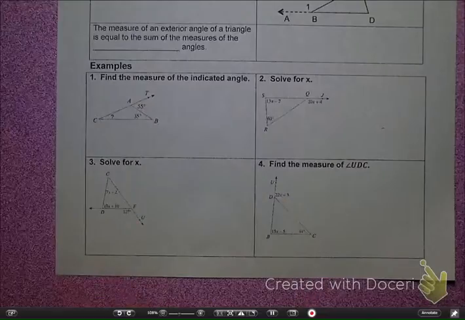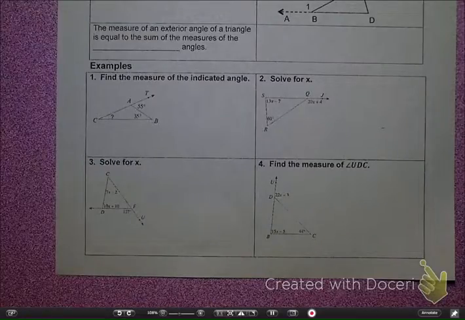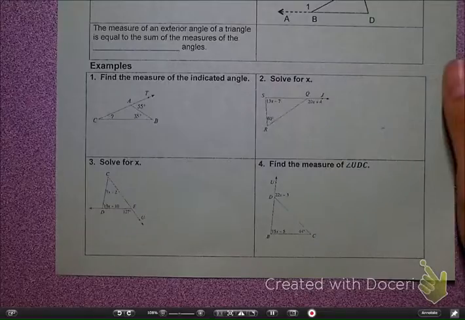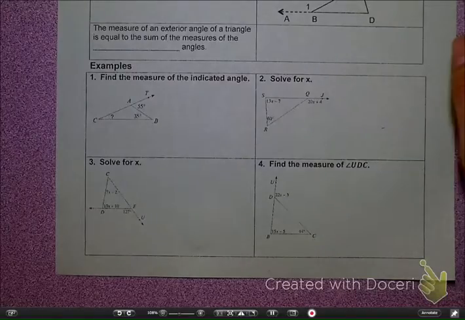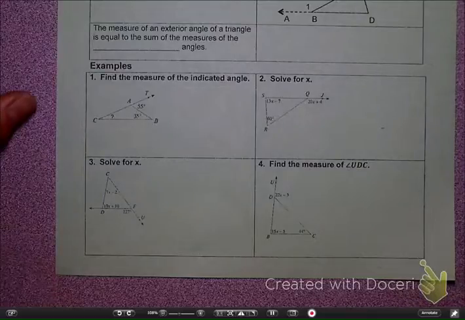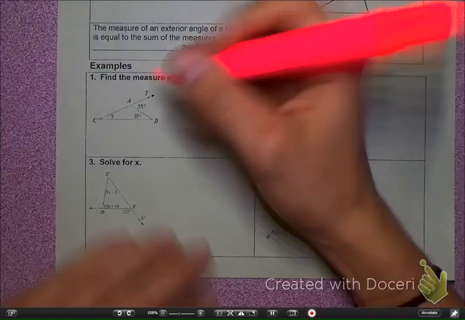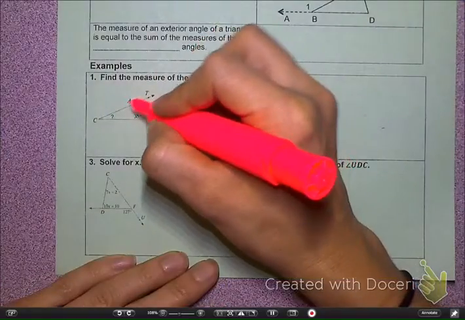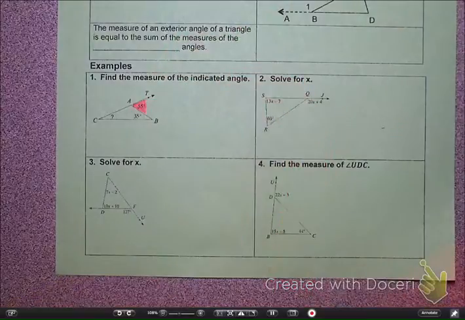Okay. Let me zoom in a little so you guys can see. Okay. So on this one, it says find the measure of the indicated angle. Okay. So we want to look at which one is the exterior angle and which ones are the remote interior angles. Okay. So the exterior angle, remember, is always outside of the triangle. So when I look at the triangle, I see this angle right here. This is the exterior angle. That one is outside. Do you guys agree with me on that?